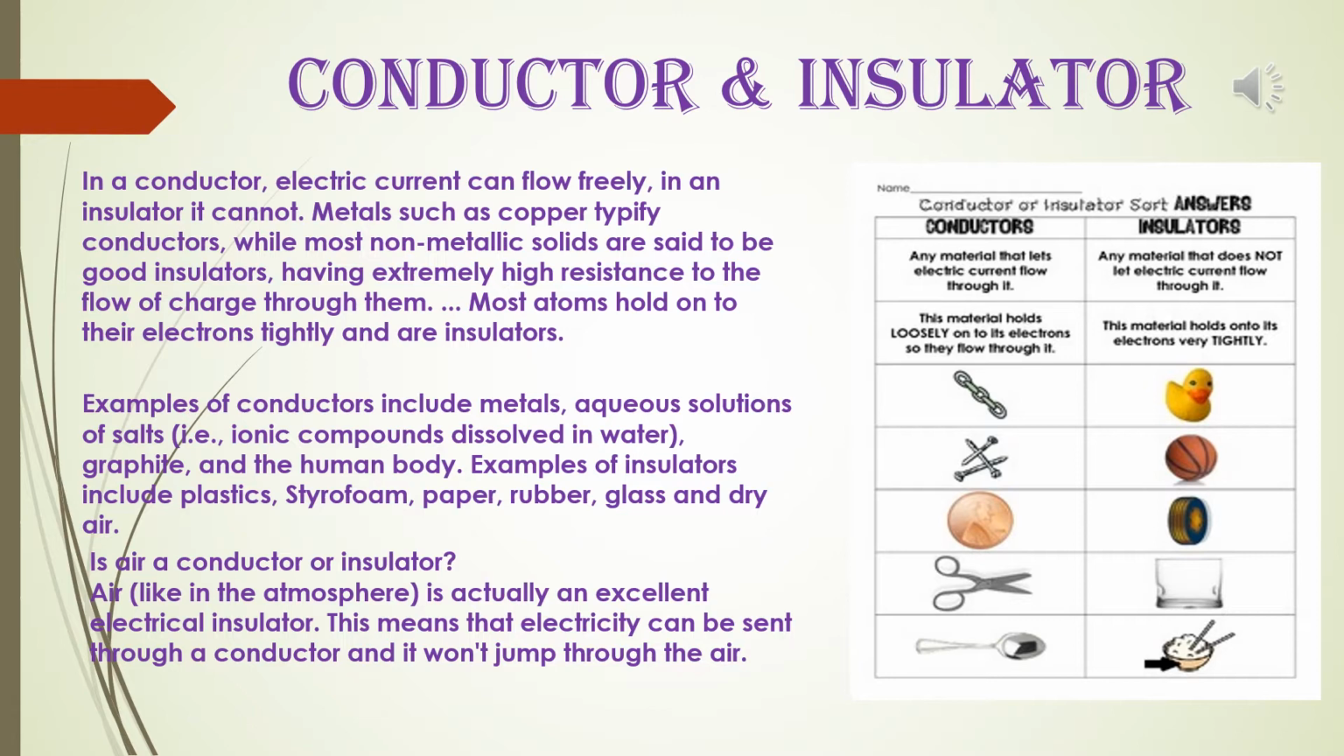Now see the diagram. Conductors and insulators examples are there. So any material that lets electric current flow through it, that is a conductor. Any material that doesn't let electric current flow through it, that is an insulator. Conductors hold loosely onto their electrons, so the electrons flow through them. This is the reason why they are called conductors. In case of an insulator, the material holds onto its electrons very tightly. This is the reason why they are called insulators.